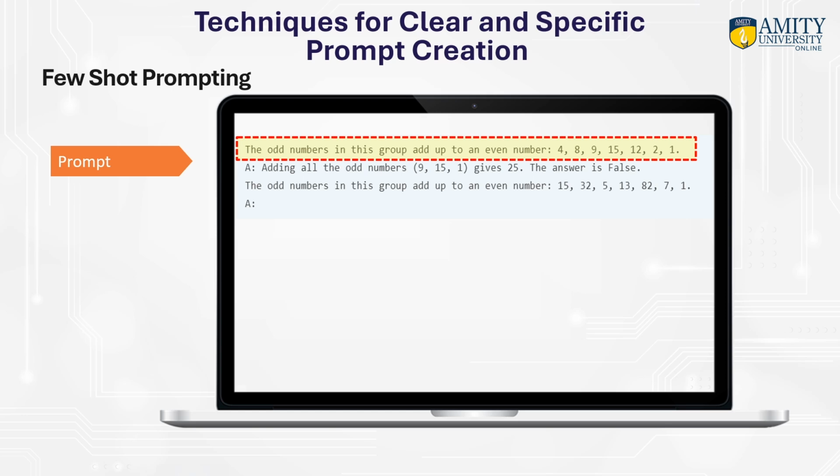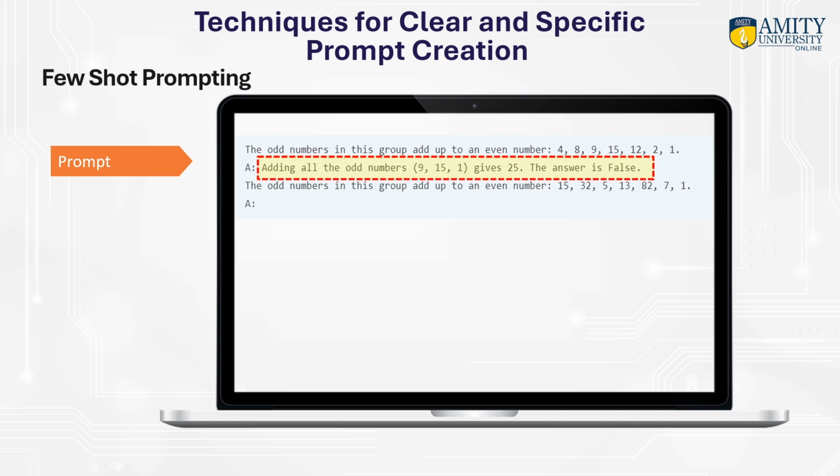So first step should be that I need to find all the odd numbers. So first step I have given is adding the odd numbers. So I have found the odd numbers, and that instruction I have mentioned here. Okay, the answer is false. So one example I have given, and the step I have also mentioned, that first I have added all the odd numbers, and the odd numbers in this sequence were 9, 15 and 1. Then the sum was 25. Then I have also given the answer that it is not an even number. So that is false.